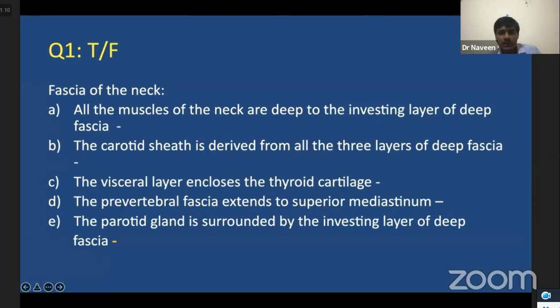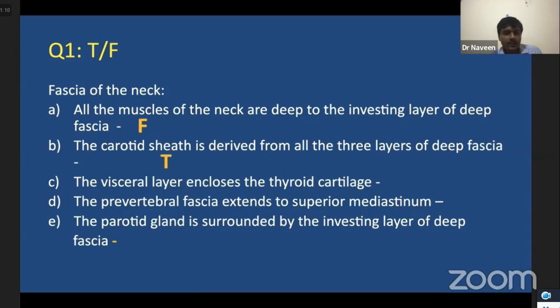Next one is false, correct. All the muscles of the neck are deep to the investing layer of the deep cervical fascia. This is false, because sternocleidomastoid and platysma muscle are superficial to the investing layer of the deep fascia.